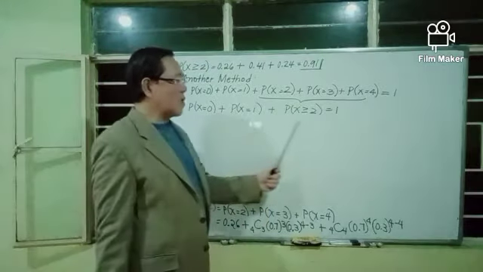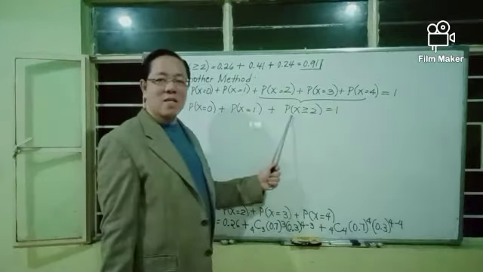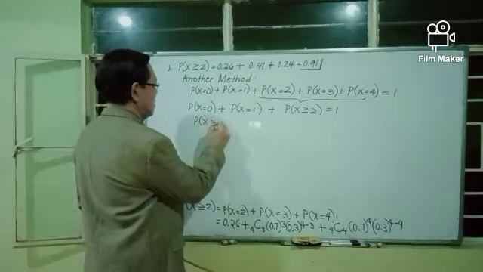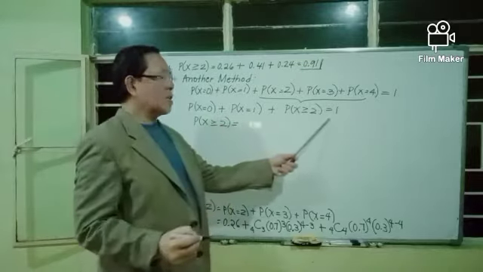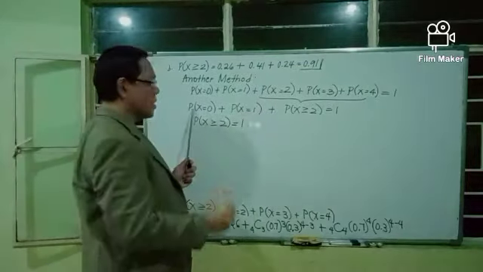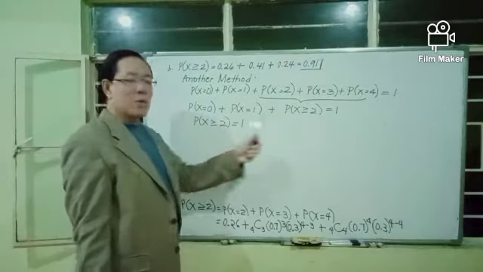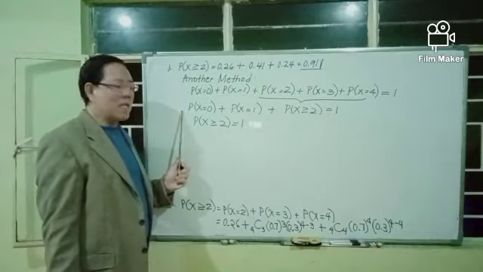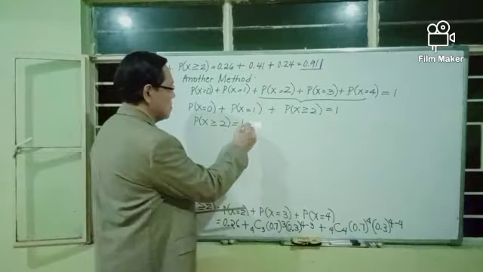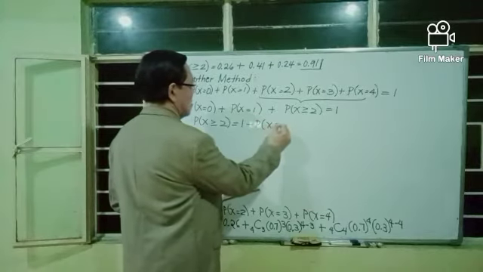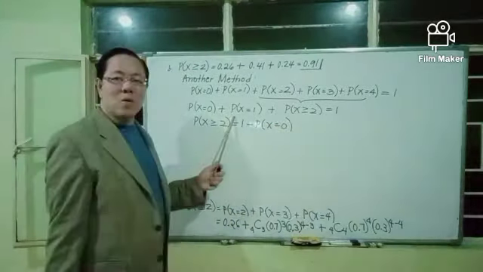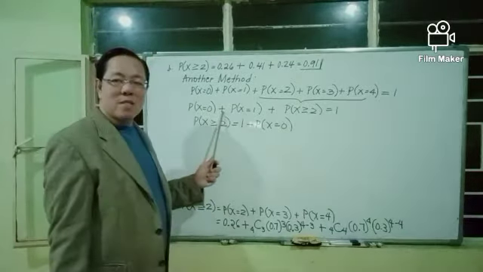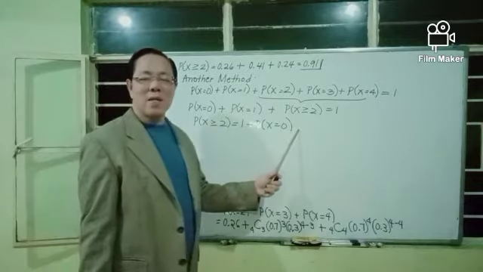And from this last equation, we can solve for probability that x is greater than or equal to 2. It is equal to 1, and we transpose the probability that x equals 0 to the right hand side, and we take the opposite sign of probability of x equals 0 and it becomes minus. We also transpose to the other side the probability that x equals 1, and we take the opposite sign of positive and we get minus probability of x equals 1.